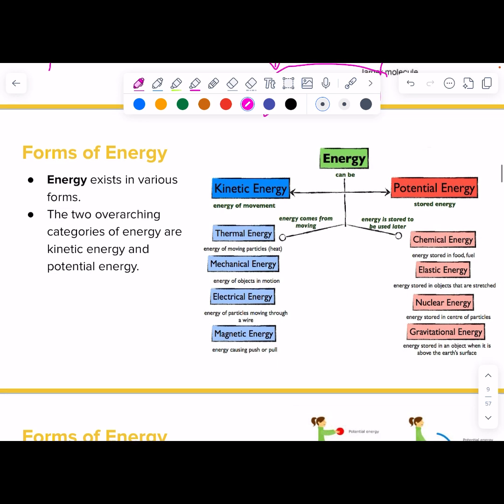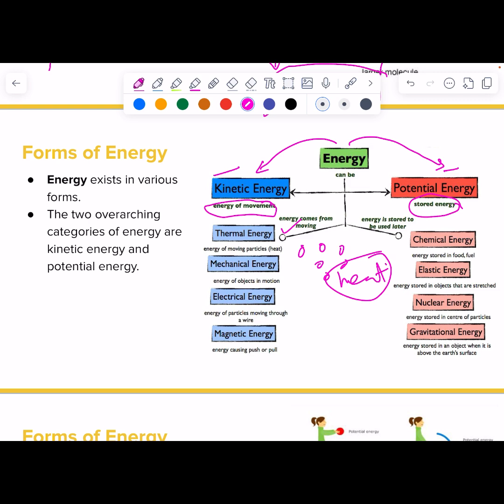However, in every metabolic pathway, or every chemical process that happens in the body, you need energy. And there are two major forms of energy: kinetic energy and potential energy. Kinetic energy is energy in motion. For example, thermal energy, the energy that produces heat. It is because the particles are moving around that they produce thermal energy.